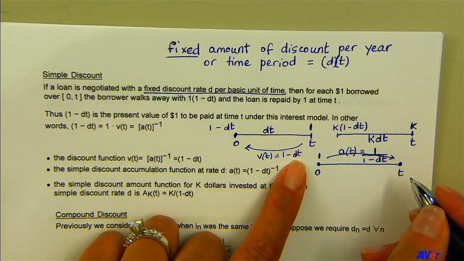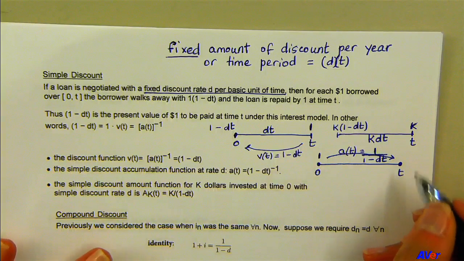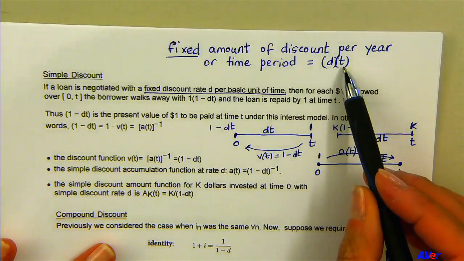Actually, a quick question. On the very top where it says "or time period equals," what is that? D, is that a division sign? Here, yes, d times t. Okay, thank you.